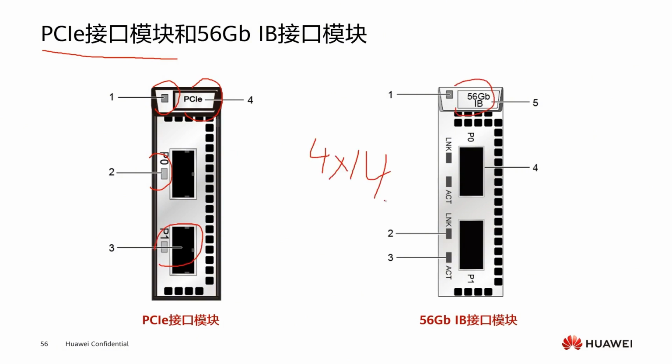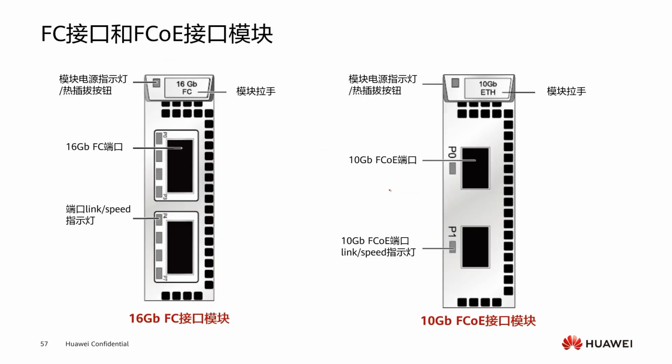The 56 GB IB interface module provides 2 IB ports with a transmission rate of 4 x 14 GB per second. The 16 GB FC interface module provides 2 physical interfaces converted into 8 16 GB FC ports through a dedicated cable. Each fiber port has a transmission rate of 16 GB per second.